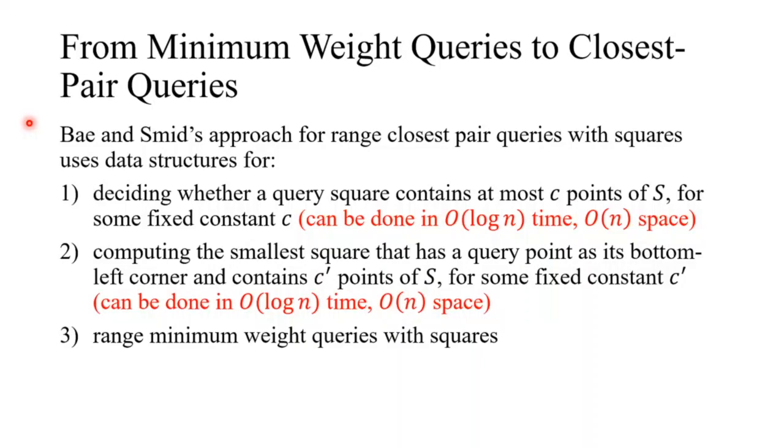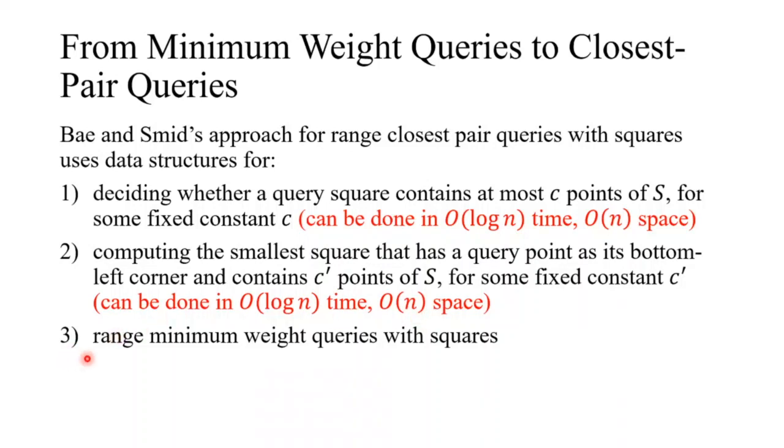From Bae and Smid's approach for range closest pair queries with squares, they use data structures for the following. First of all, deciding whether a query square contains at most c points of S for some fixed constant c. As we have seen, queries like this can be done in big O of log n time, using big O of n space, using a data structure of the type of Lemma 8. And secondly, computing the smallest square that has a query point as its bottom left corner and contains c prime points of S for some fixed constant c prime. As we have seen, this can be done in big O of log n time and big O of n space, using a data structure like the type of Lemma 7.